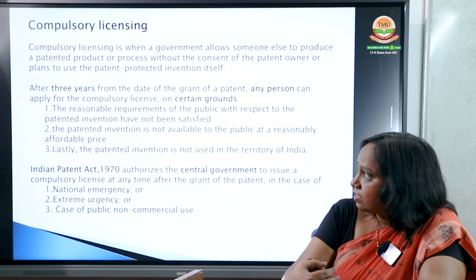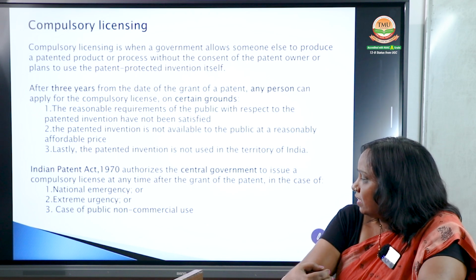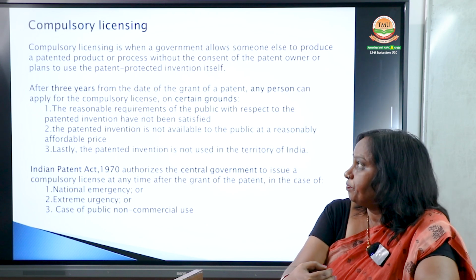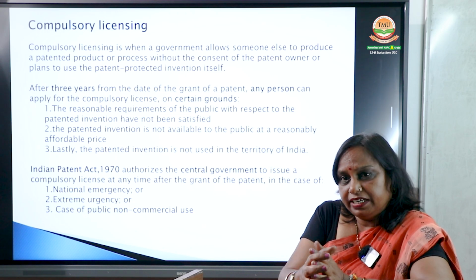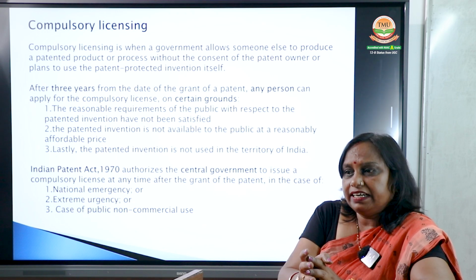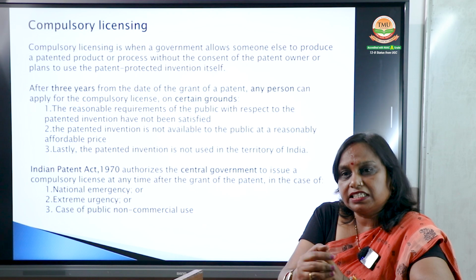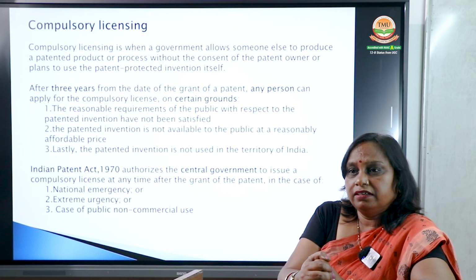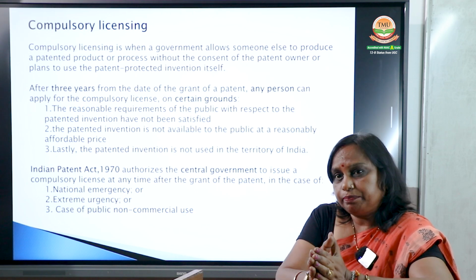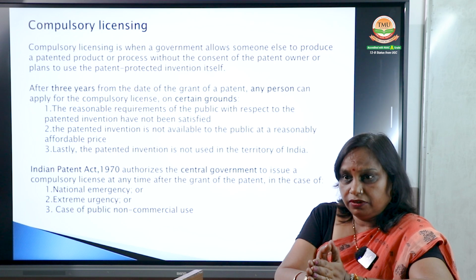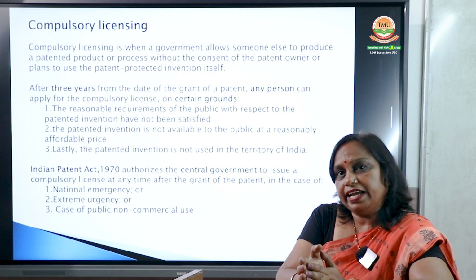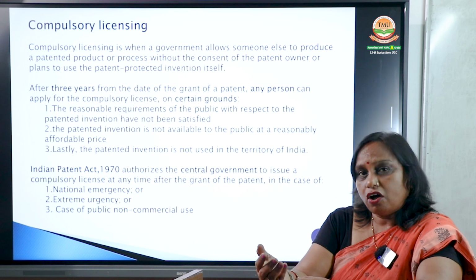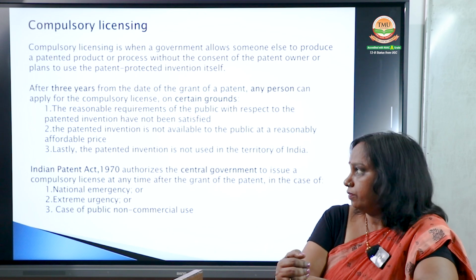The first one is that the reasonable requirement of the public with respect to the patented invention has not been satisfied. If the public feels that the requirement is not satisfied, and there is a need for that particular invention, then anybody from the society can apply for the compulsory licensing of that particular invention.